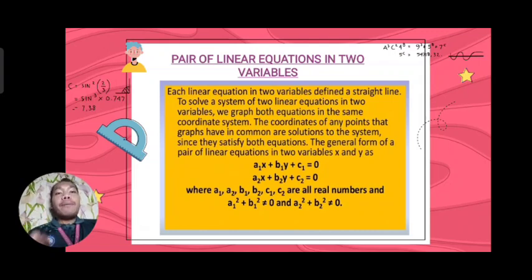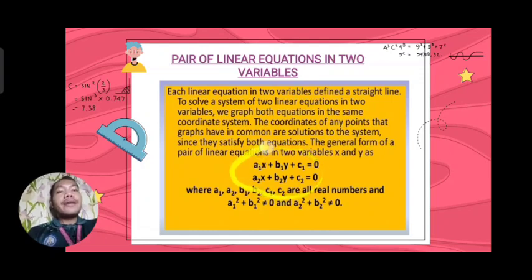The general form of a pair of linear equations in two variables, x and y, is a sub 1 x plus b sub 1 y plus c sub 1 is equal to 0, and a sub 2 x plus b sub 2 y plus c sub 2 is equal to 0.